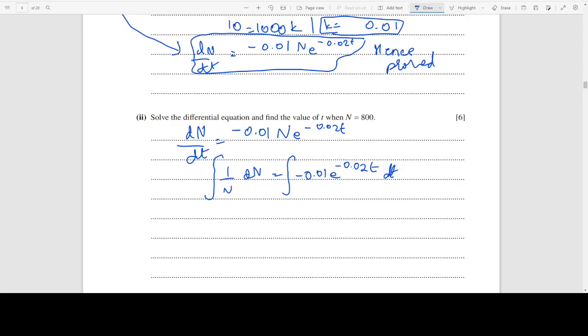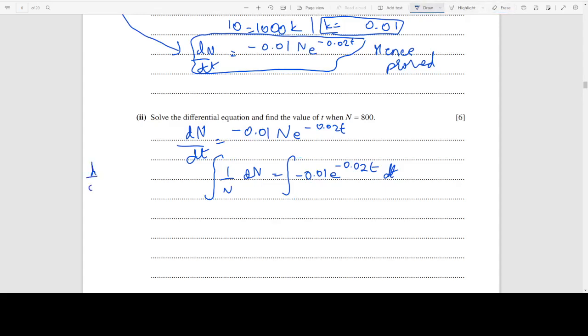Let's integrate this side from 0 to n, and this side from 0 to t, which basically means we are just simply integrating without considering any values to substitute.